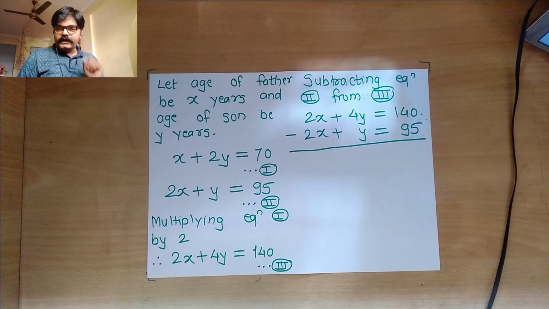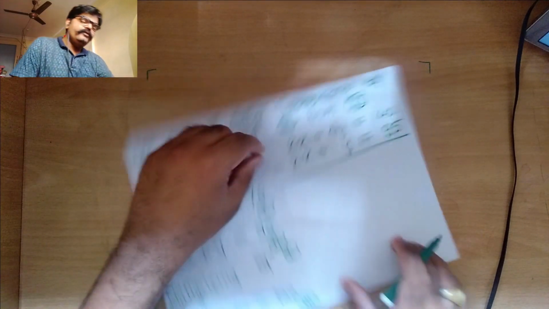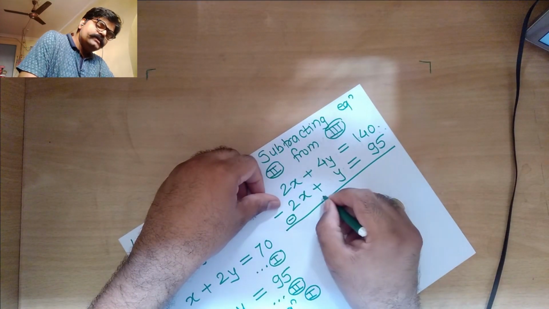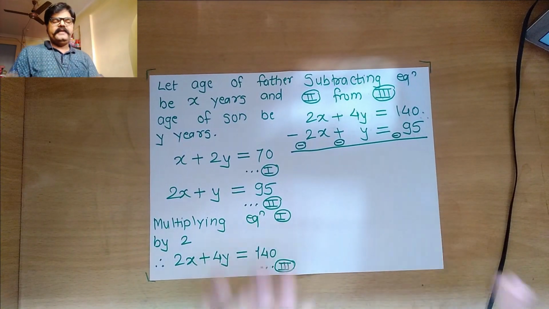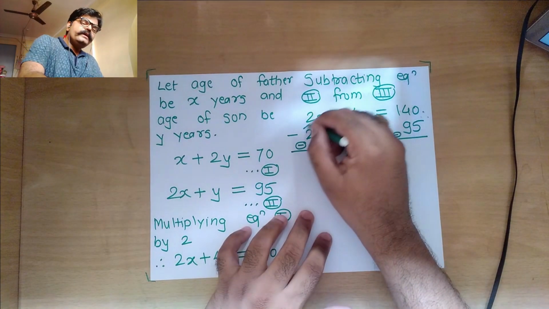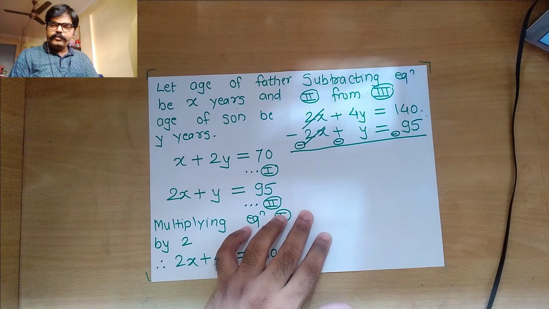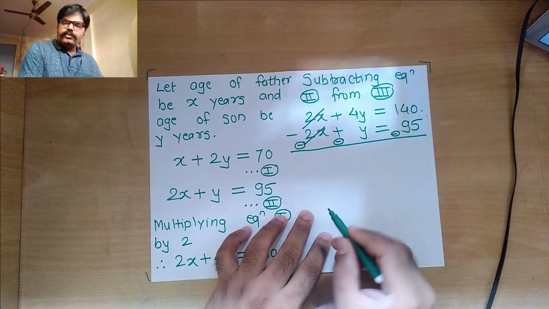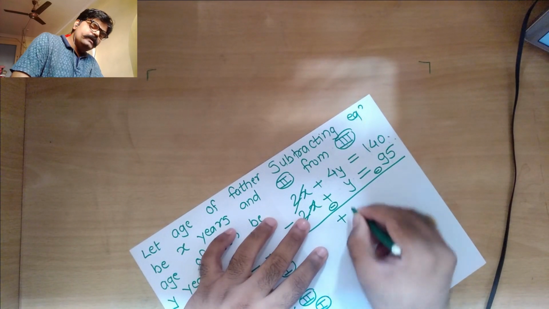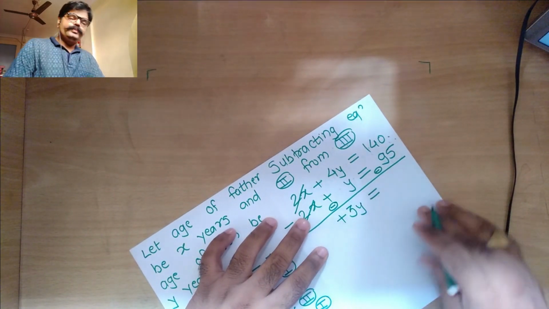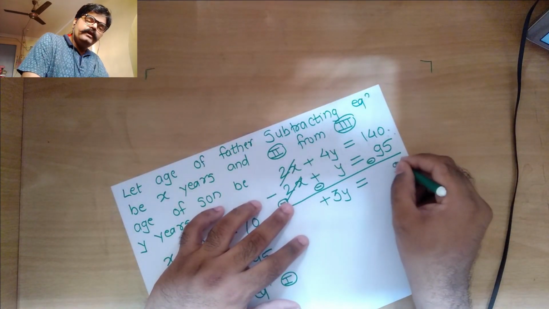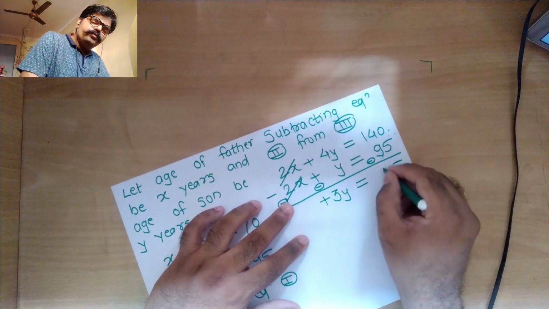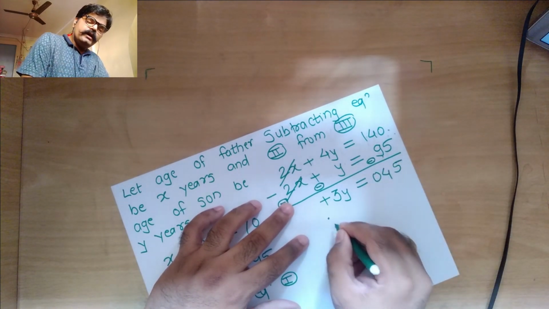Please note, since we are subtracting one equation from the other, it is our duty to change the signs of the second equation. Therefore, this plus 2x will become minus 2x, this plus y will become minus y, and this 95 will also become minus 95. Therefore, plus 2x minus 2x will cancel each other. Thereafter 4y minus y gives us 3y is equal to 140 minus 95. That is the subtraction we have to perform, and this is the answer we are getting.